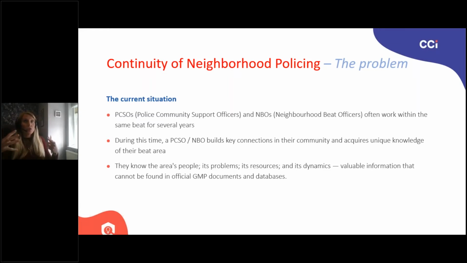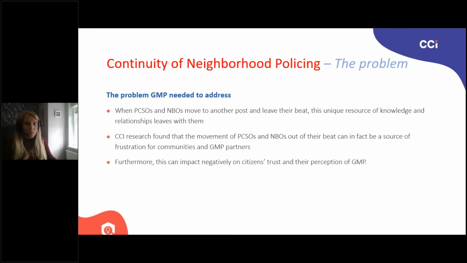And all this resource of knowledge and connection sits in their head and is nowhere to be found on databases or documents in GMP. So the problem is when a PCSO or NBO moves to another post, they take with them all this resource of knowledge and relationships and connections. And we found evidence that the movement of PCSOs and NBOs out of their beat area is a huge cause of frustration for communities and GMP partners, and it does have a negative impact on their trust and their perception of GMP, and generally speaking even of the police.